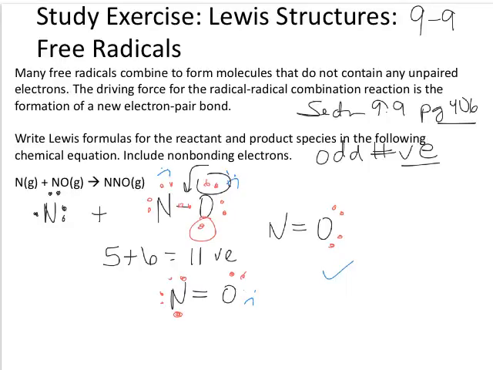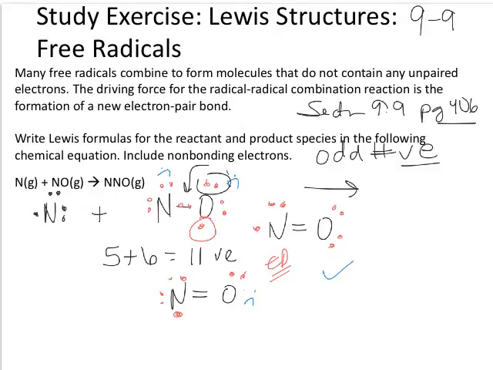And then 1, 2, 3, 4, 5, 6, 7, 8, 9, 10, 11. And nitrogen here has 1, 2, 3, 4, 5, 6, 7. It's not going to have a complete octet, because it has an odd number of valence electrons. But the good news is we did put it on nitrogen. Nitrogen typically forms free radicals, and it's the more electropositive element, so it would have the free radical.